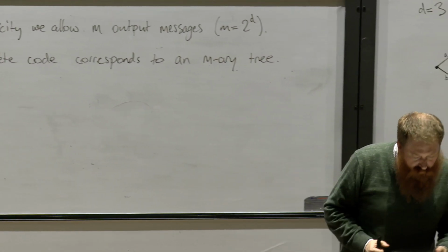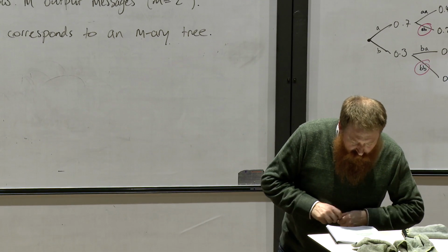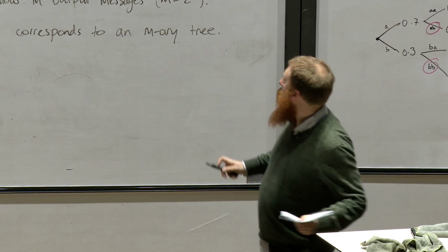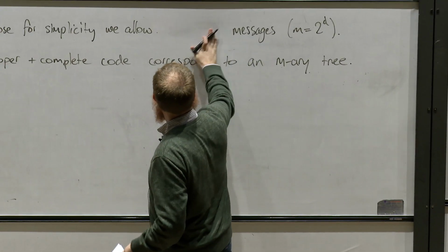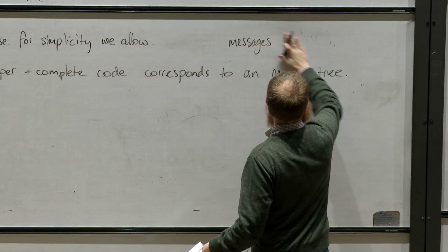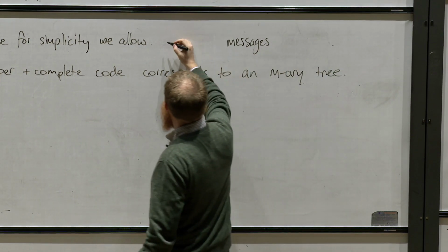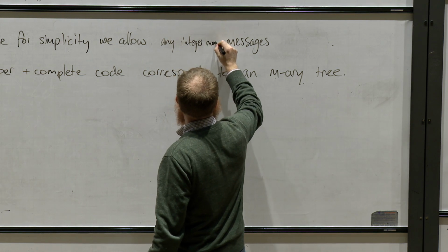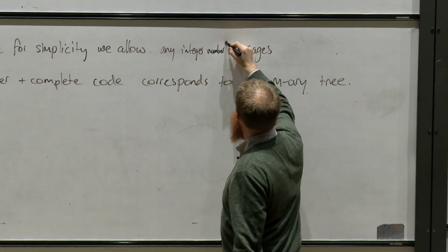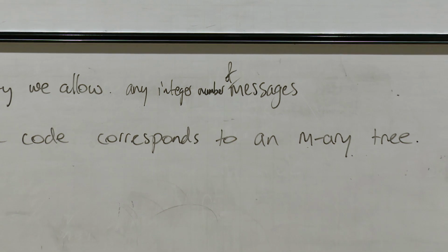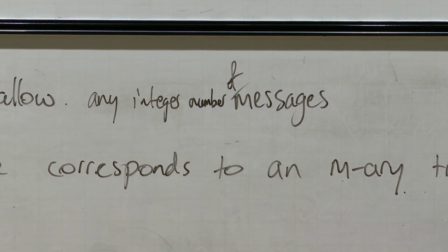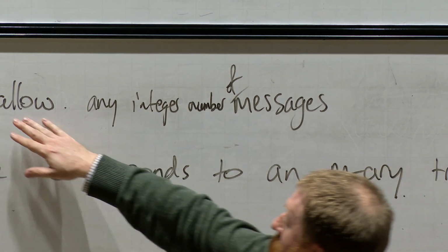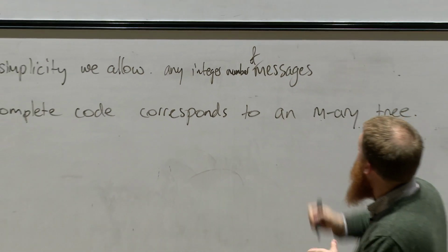Sorry, is it M? No. Oh, I don't want M. Sorry. No, ignore this. We'll just allow an integer number of messages. It actually doesn't matter. Sorry, I said something completely stupid. Ignore everything I just said. So we're going to have an integer number of output messages.